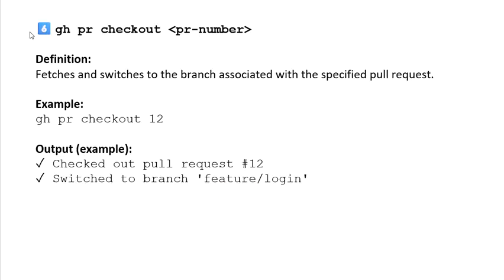Another pull request command, the sixth, is gh pr checkout, followed by the pull request number. The definition is to fetch and switch to the branch associated with the specified pull request. The example is gh pr checkout 12, and the output is that it checks out the pull request and switches to the branch feature/login.